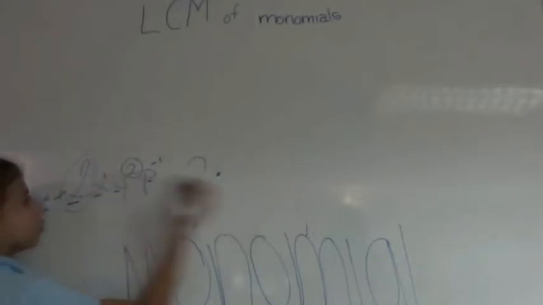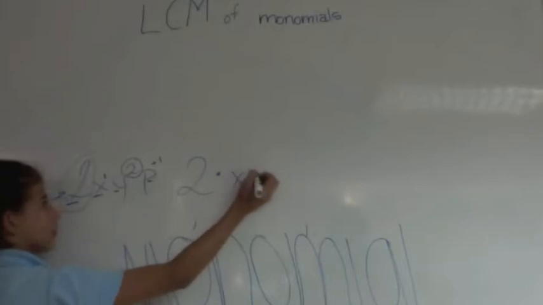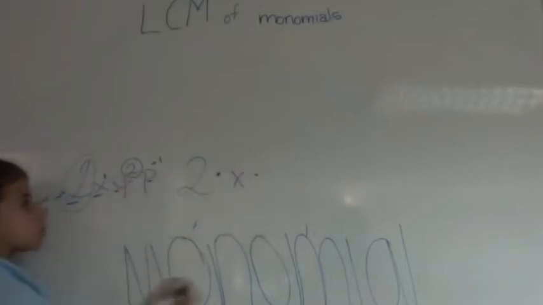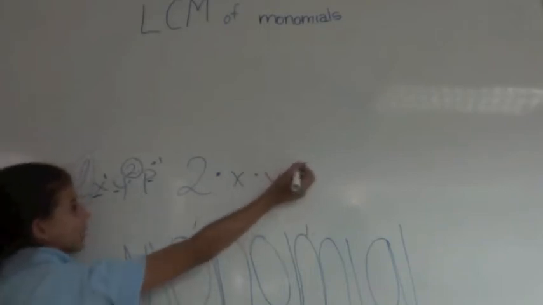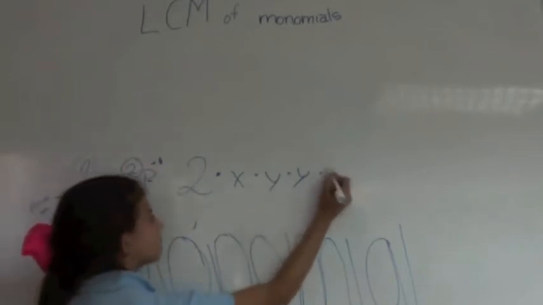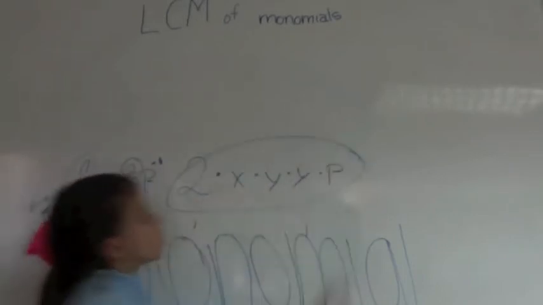X, which is already 1, times x. And y, since we have 2 exponents, we do y 2 times. So 2 times x times y times y. And since p is also 1, times p. So here we have a solved monomial.